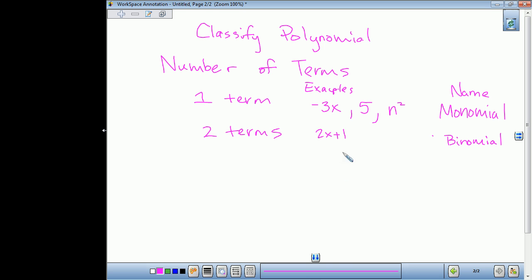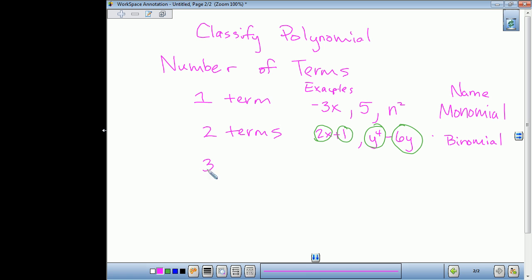Okay, so let's give some examples of binomials. 2x plus 1. The plus or minus separates our terms. So that's 1 term, 2 terms. Okay, let's give another example. Y to the 4th minus 6y. 1 term, 2 terms. You want to know how I remember this? There's 1 plus and it's binomial, but if there's more than 1 plus sign it's a trinomial.